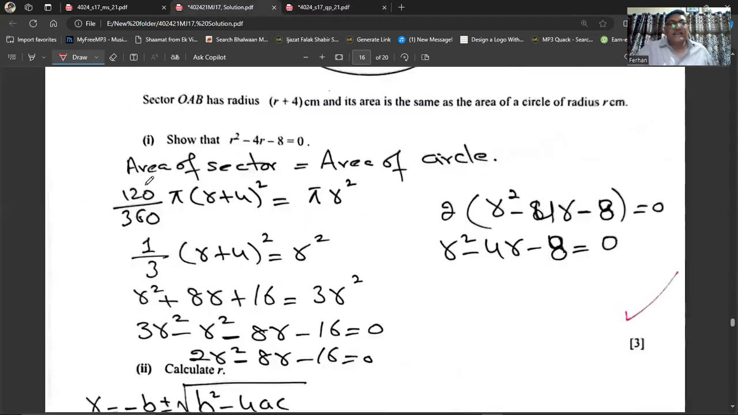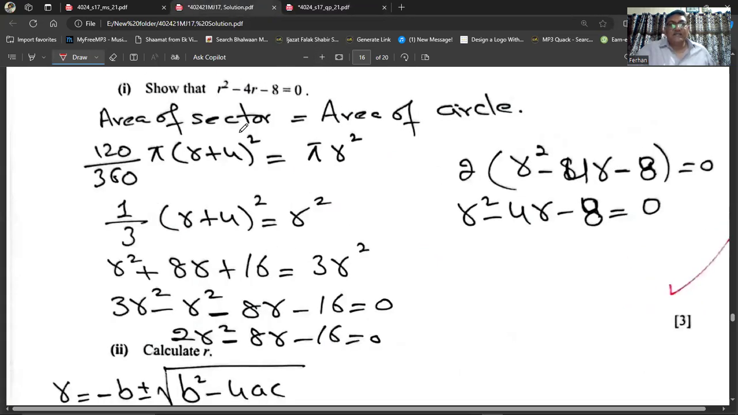So basically they are saying the area of the sector is equal to the area of the circle. The sector's angle was 120 at the center. So 120 divided by 360 multiplied by pi, and its radius is r plus 4, so r plus 4 whole square, is equal to the area of the circle of radius r, which is pi r square. Pi and pi cancel. 120 and 360, when you simplify them, is 1 by 3. So I can take this 3 to the other side. Now I will open r plus 4 whole square. It is a plus b whole square: a square plus 2ab plus b square. It will be r square plus 8r plus 16 equals 3r square.